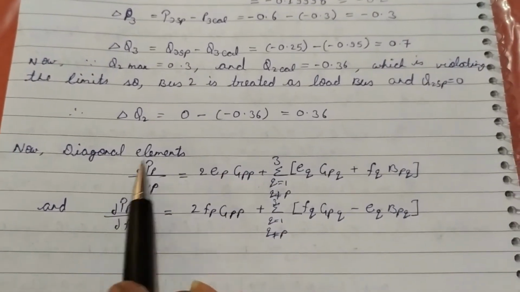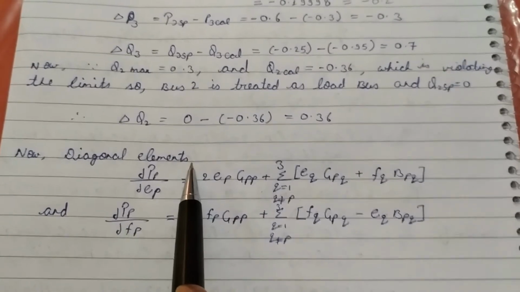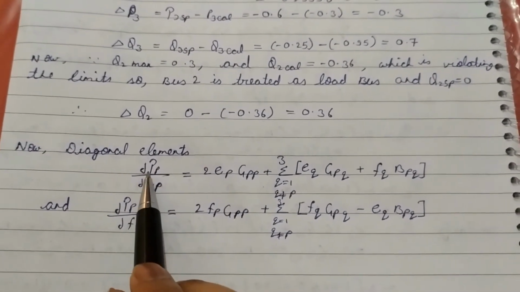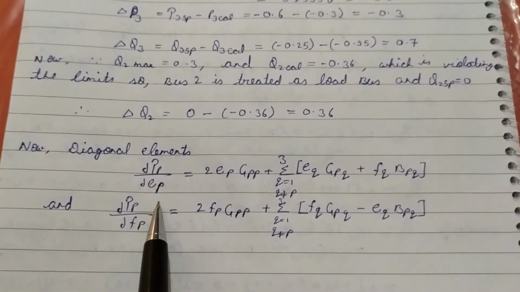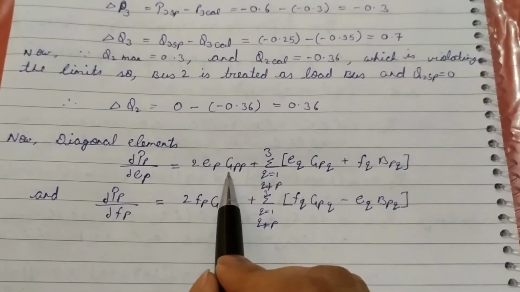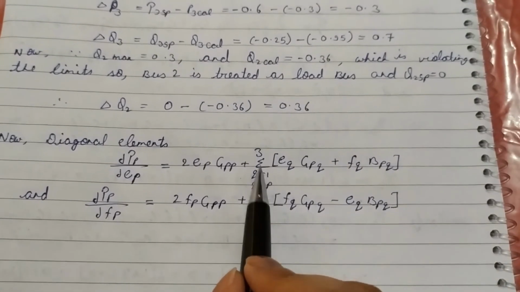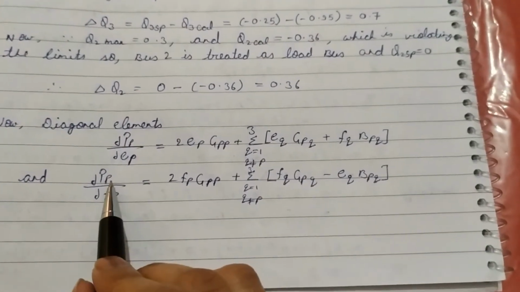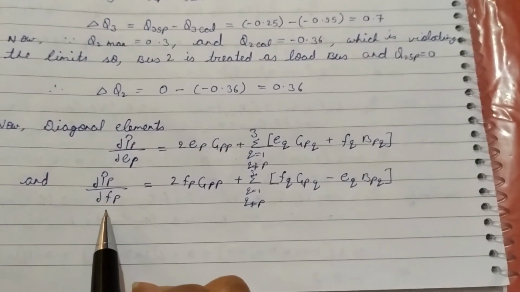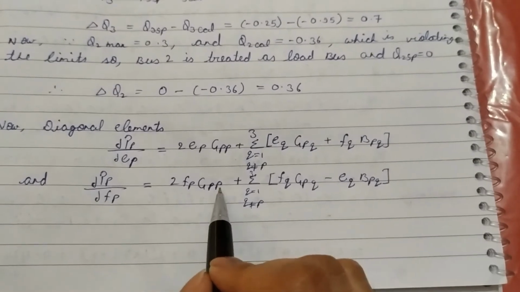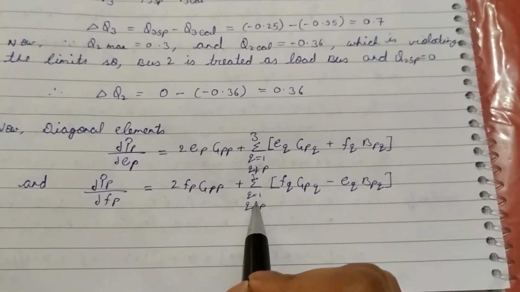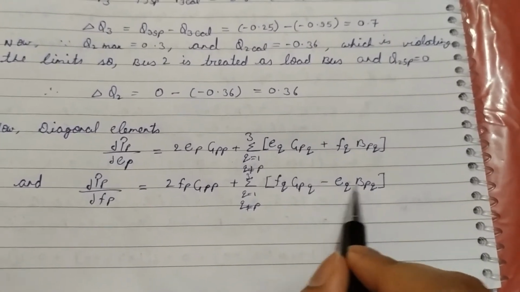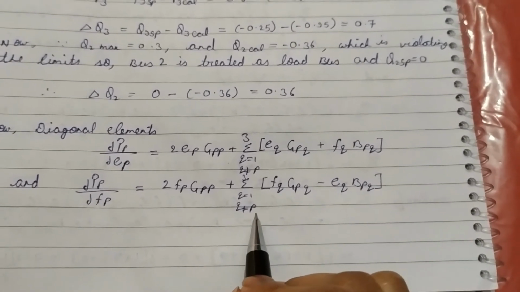Now we can calculate the diagonal elements of the final set of equations for the Newton-Raphson method. Here, del PP by del EP is equal to 2EP GPP plus summation Q equal to 1 to 3 of EQ GPQ plus FQ BPQ, and del PP by del FP is equal to 2FP GPP plus summation Q equal to 1 to 3 of FQ GPQ minus EQ BPQ, where Q is not equal to P.